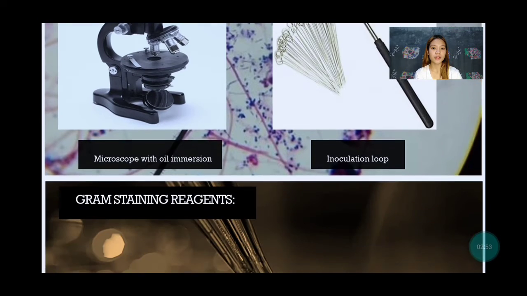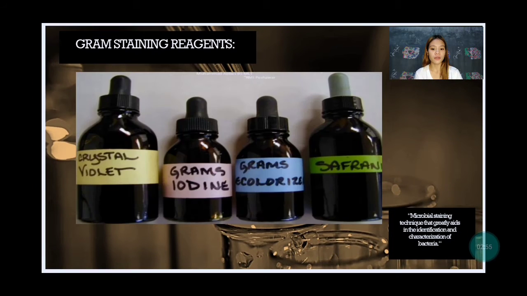There are 4 Gram staining reagents. Number 1 is crystal violet. In the Gram staining method, crystal violet or methyl violet is used to differentiate between Gram-positive and Gram-negative bacteria. The second one is Gram's iodine. This is an agent that fixes the crystal violet to the bacterial cell wall.